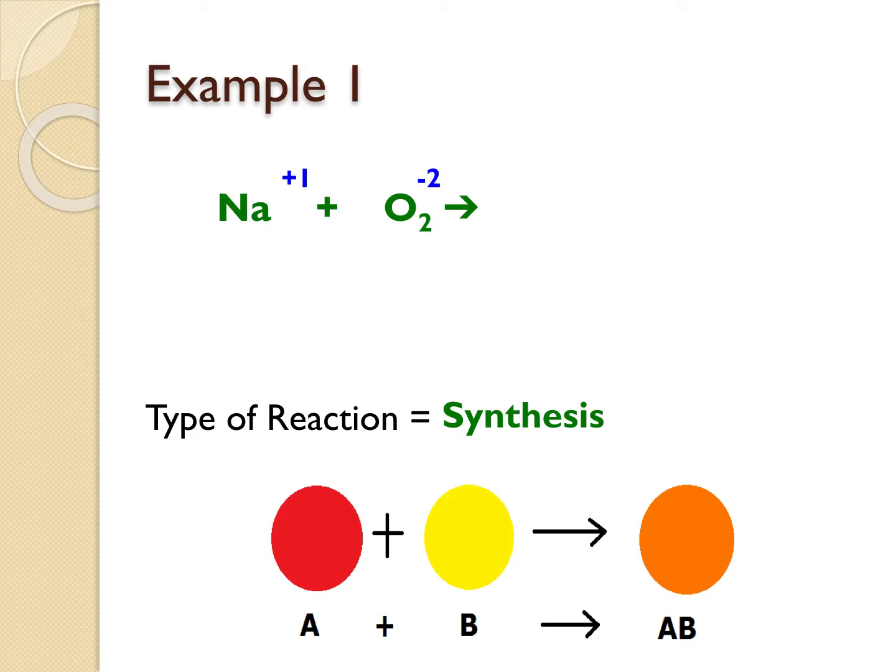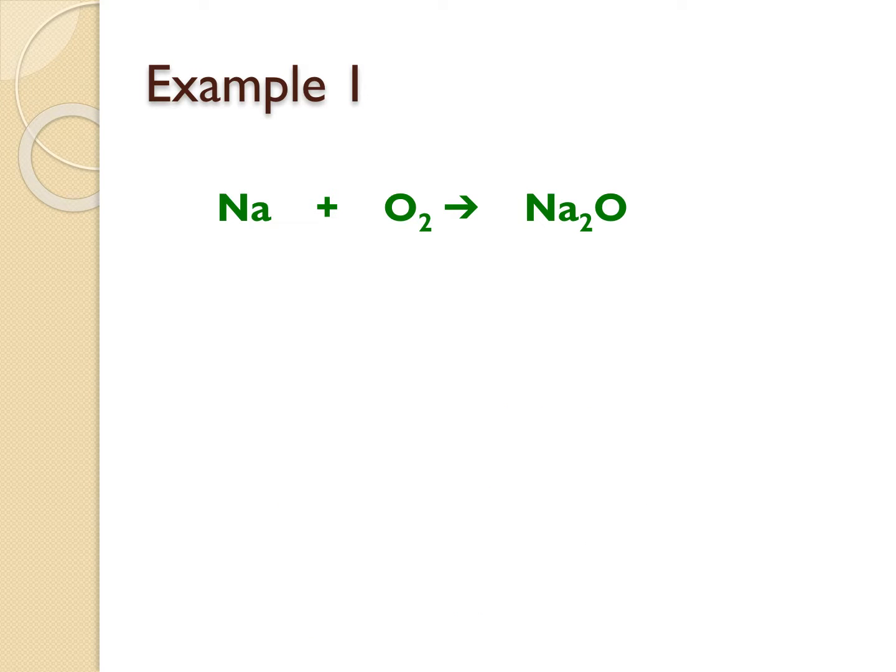So let's do what we did in the past. We're going to take that positive 1 from sodium, and we're going to move it down to oxygen. Then after that, we're going to take that negative 2 from oxygen and move it down to sodium, giving us Na2O. Isn't that fantastic? So after that, we don't really need those arrows anymore. We really don't need those charges anymore. So let's clean this up. Let's get rid of everything we don't need. There we go. Nice and pretty.